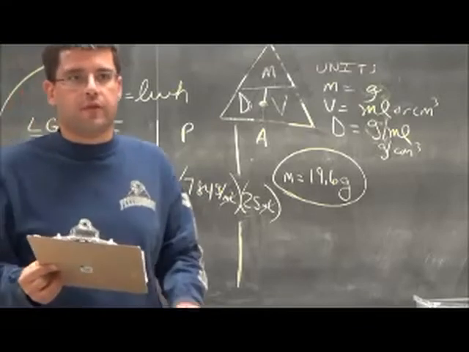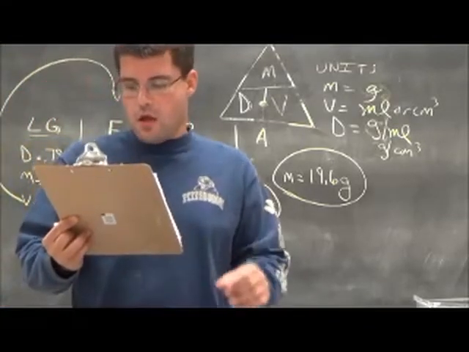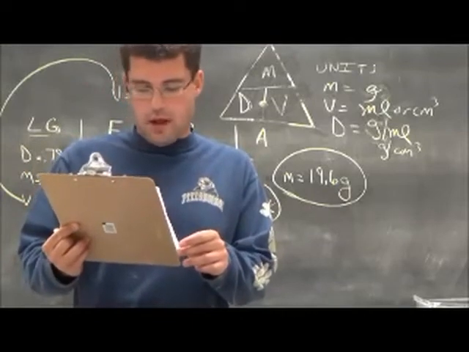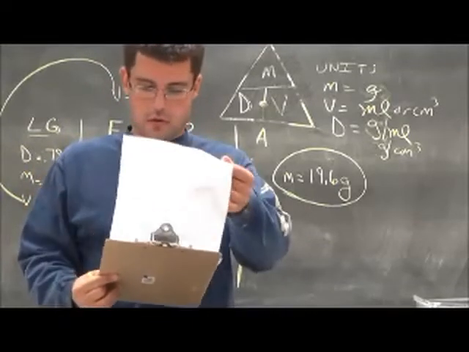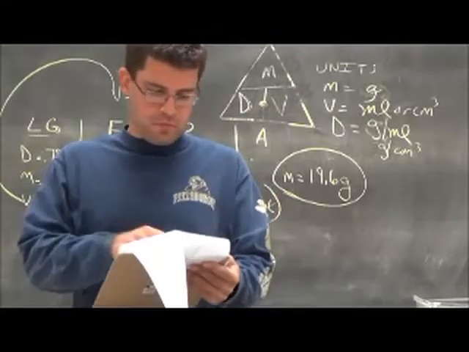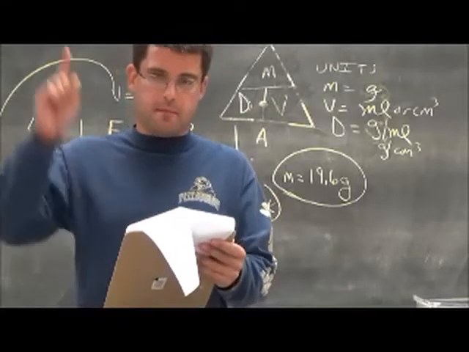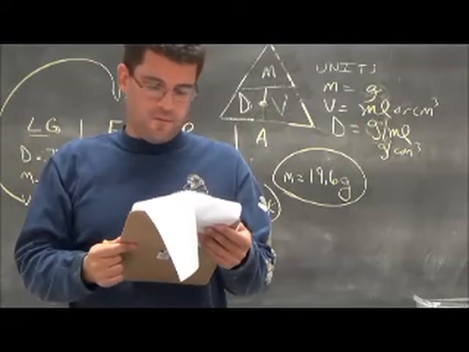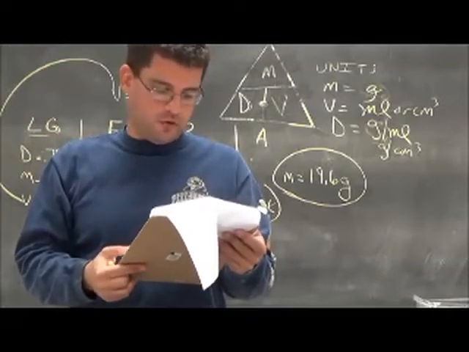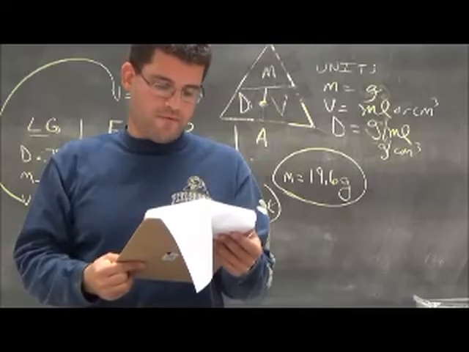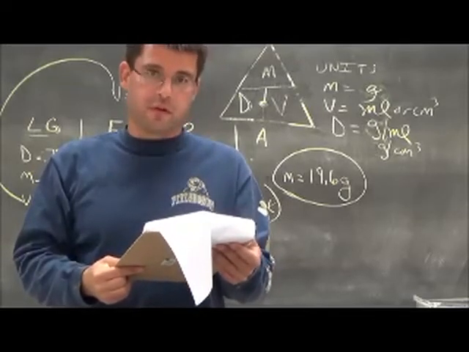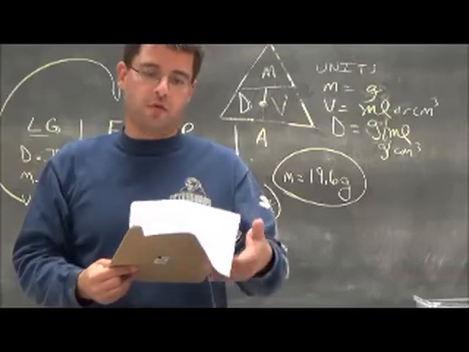Okay, the answers for number 3. I get 0.075 grams per milliliter for density. Number 4 has that extra step. Look up top. I got density of 4.3 grams per centimeters cubed. And number 5, we're solving for volume. I'm looking at 1.6 milliliters. Okay, so try those problems.